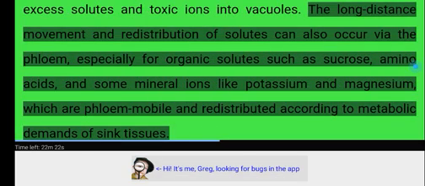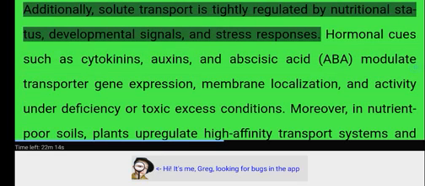The long-distance movement and redistribution of solutes can also occur via the phloem, especially for organic solutes such as sucrose, amino acids, and some mineral ions like potassium and magnesium, which are phloem mobile and redistributed according to metabolic demands of sink tissues. Additionally, solute transport is tightly regulated by nutritional status, developmental signals, and stress responses.